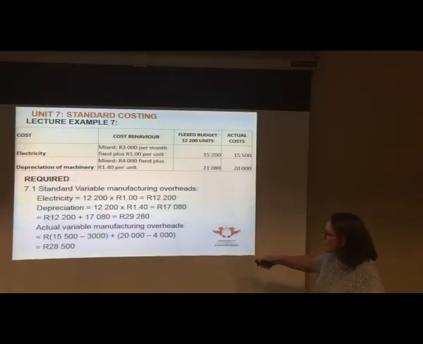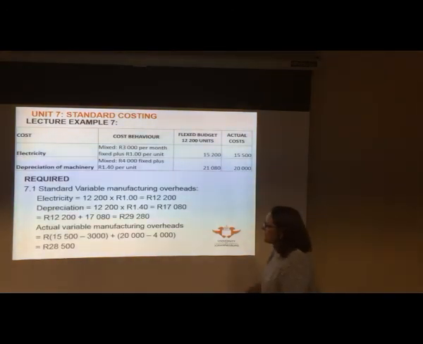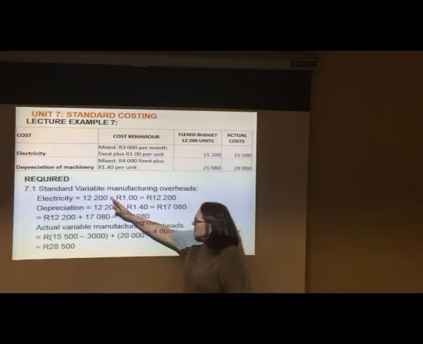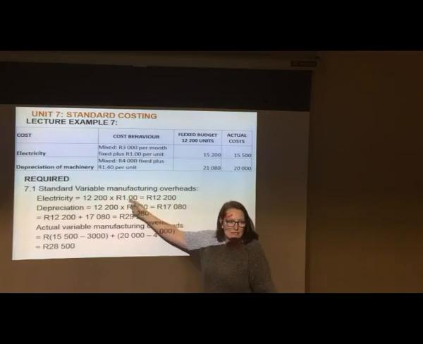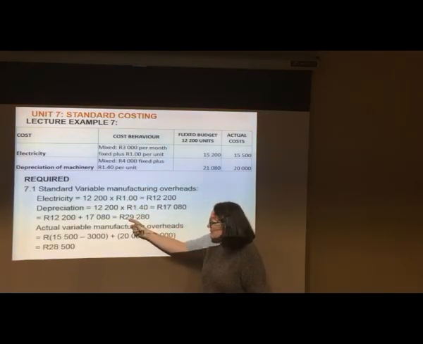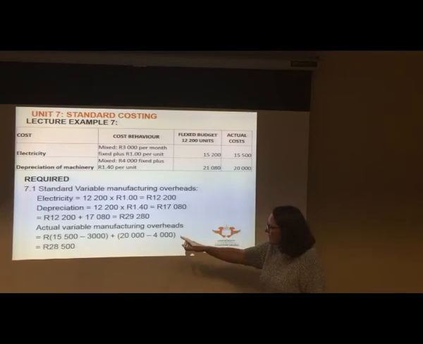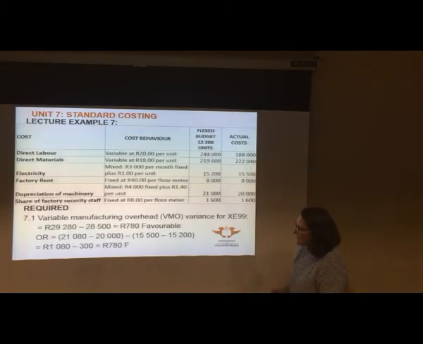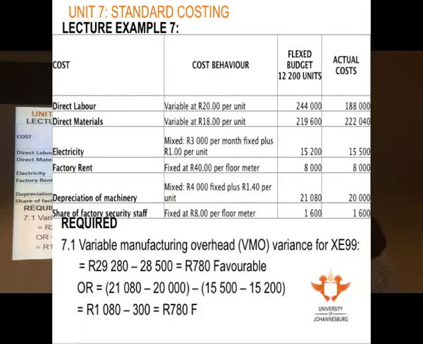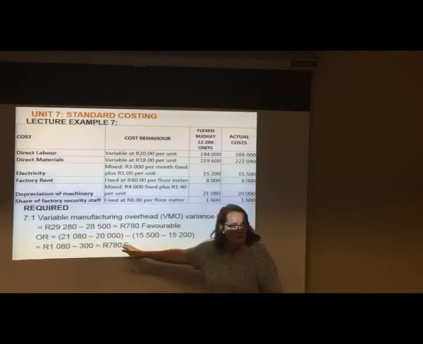Your standard variable manufacturing overheads, your budgeted variable manufacturing overheads, is 29,280. Where did I get it from? I flexed it to 12,200 units at 1 Rand a unit, and 12,200 units at 1 Rand 40 a unit. I got those two amounts and added them together. This is my flexed standard budget, and this is the actual. Can you see the difference is going to be 29,280 minus 28,500, which is 780 favorable because the actual is less than the budgeted.